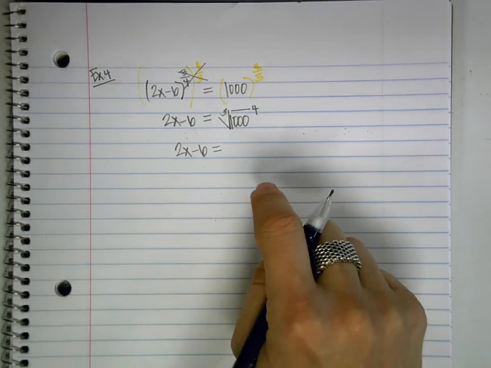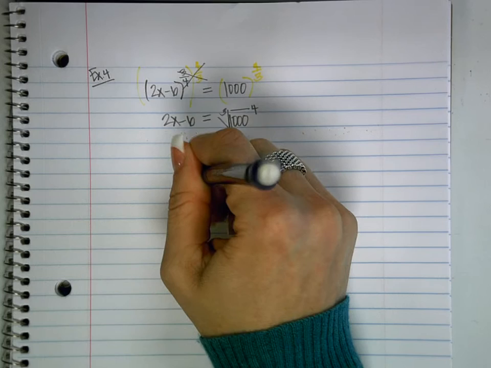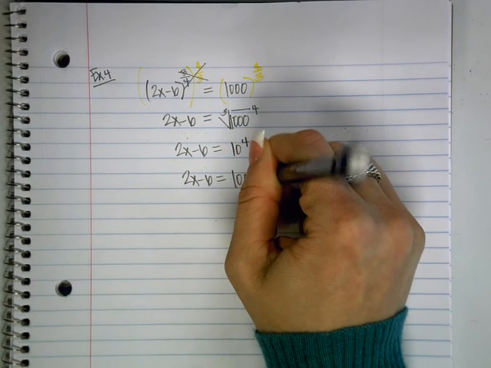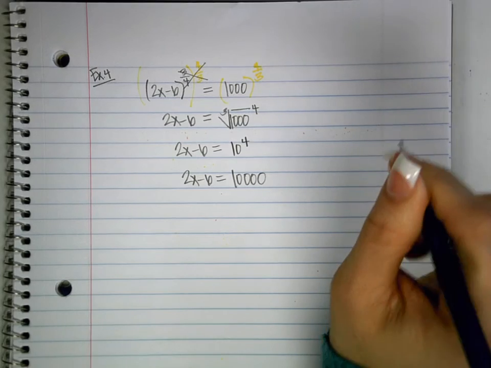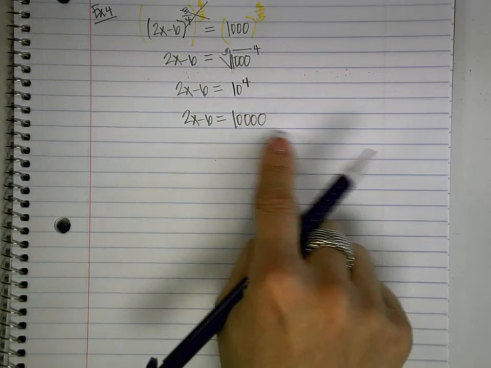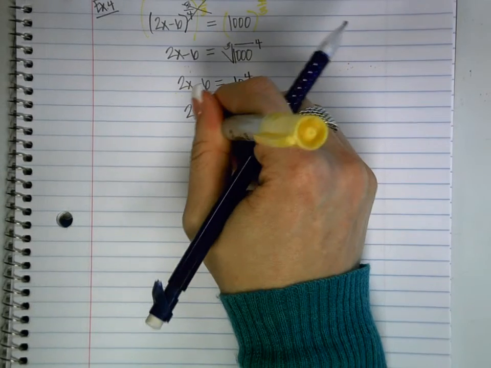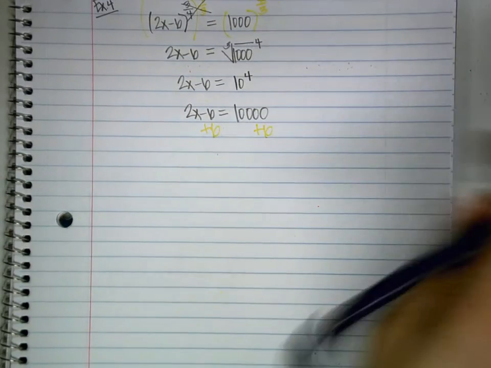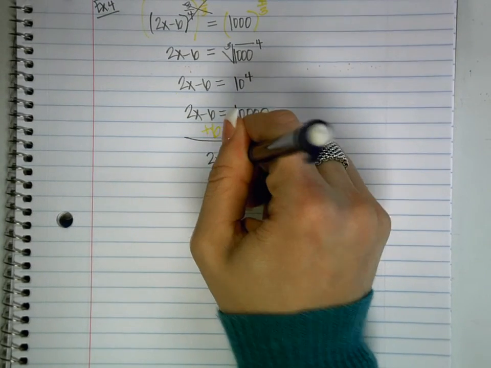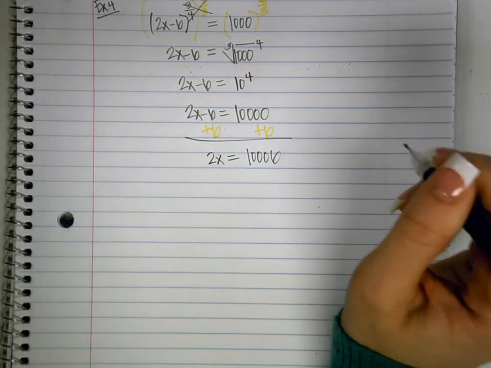Okay, so from here, what is the cube root of 1,000? 10. And what is 10 to the 4th power? 10,000. So it's 1 with 4 zeros behind it. From here, how would you solve? Add 6 to both sides. It seems so silly when it's like 10,000, just to add a small little 6. So 2x equals 10,006.